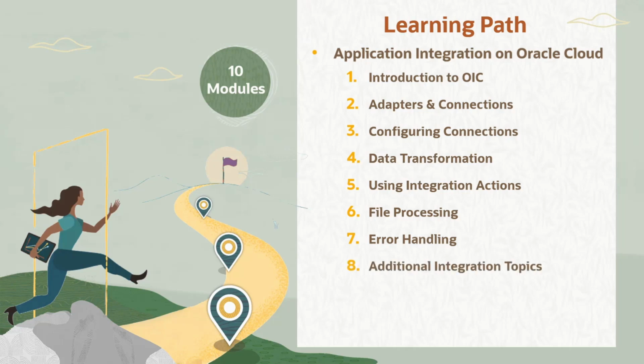Module 8 could have instead been entitled Miscellaneous, because here's where you'll learn about a variety of other topics. For example, creating schedule or event pattern integrations, leveraging the B2B feature, or troubleshooting with integration observability features.